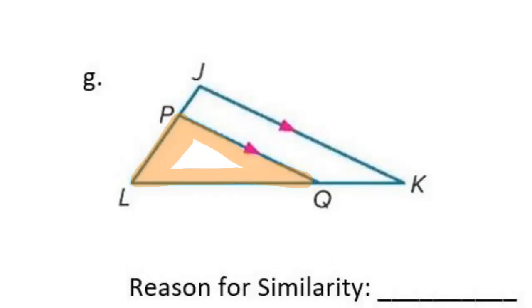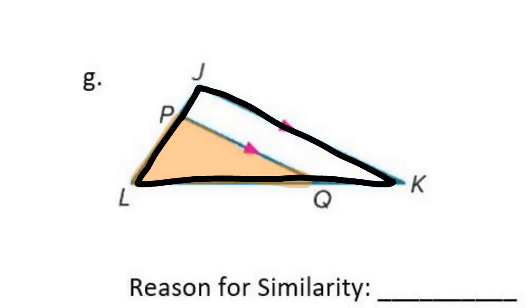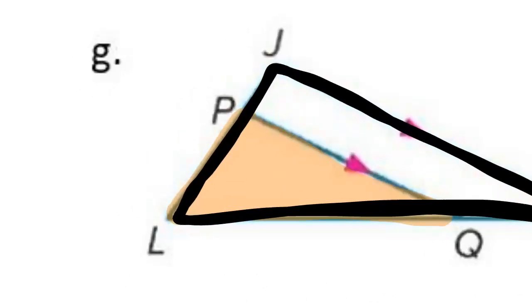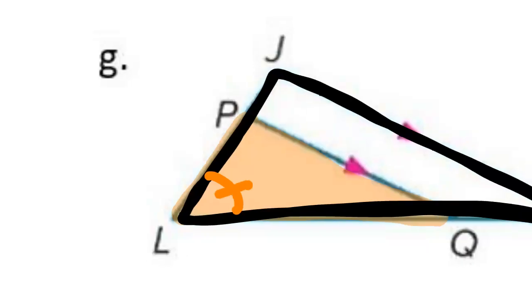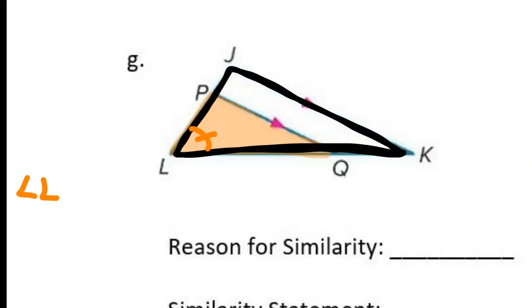So I have this little orange triangle here, and then we have the larger triangle that I'm going to outline in black. This triangle right here. Are there any angles that are shared by both triangles? Angle L. So angle L is congruent to angle L. That is our reflexive property.